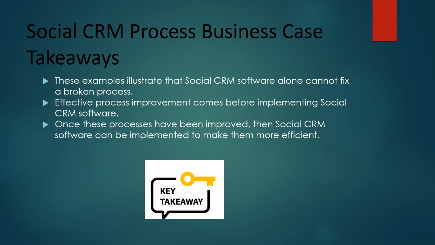Social CRM process business case takeaways. Process improvement comes before implementing social CRM software. Successful process improvement starts with assessing and enhancing current processes using insights from within and outside of the organization. A structured approach to enhancing business processes goes through internal assessment, alignment with the organization, and also integrating best practices. The prior examples illustrate that social CRM software alone cannot fix a broken process. Effective process improvement comes before implementing social CRM software.